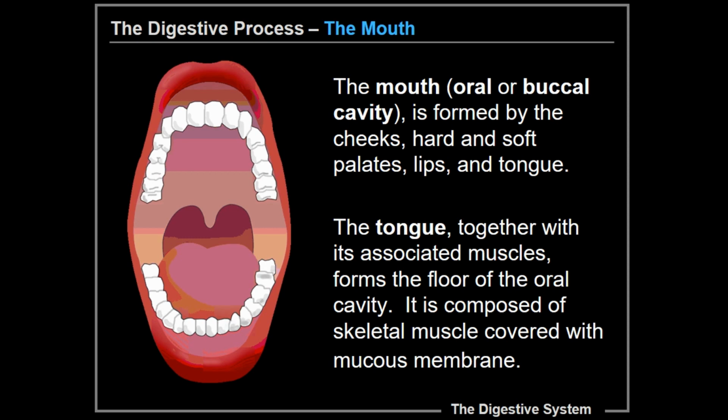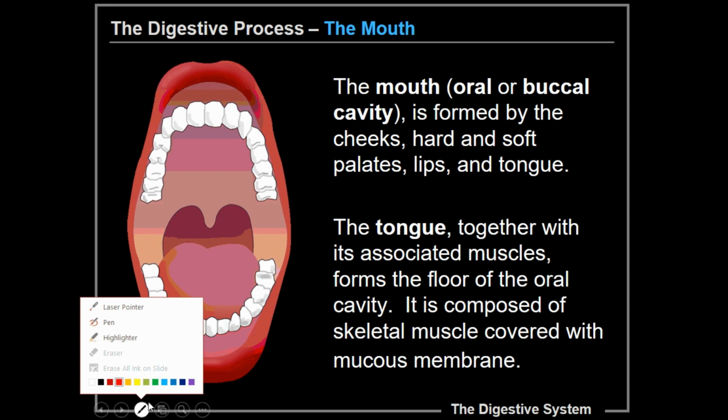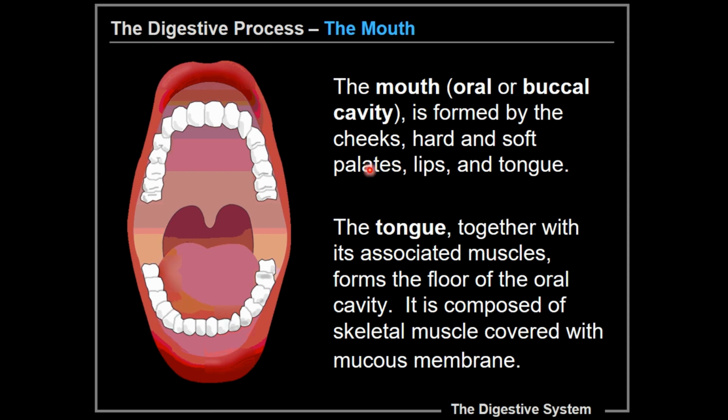So remember from the skeletal system that the bone to the posterior of the roof of the mouth was called the palatine bone. So the palate is in reference to that bone there. The palatine deals with the palate, which is going to be back the roof of the mouth.